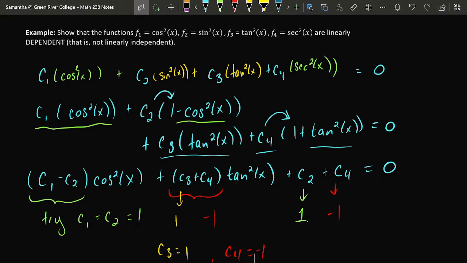Linear dependence is usually a sign that one or a couple of your functions is kind of redundant. For example, do you really need sine squared when sine squared is the same thing as 1 minus cos squared? Linear dependence is a sign that one of the functions in your collection is redundant and is in some sense covered or addressed by the other functions in the collection.